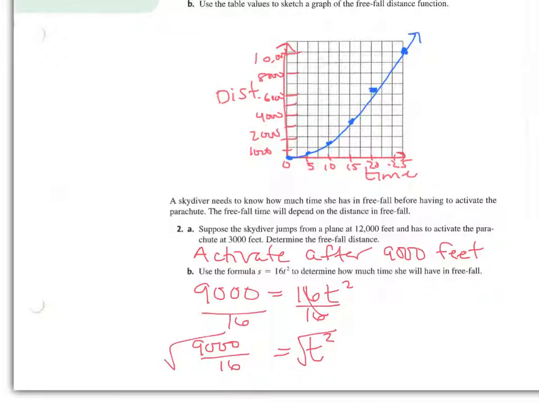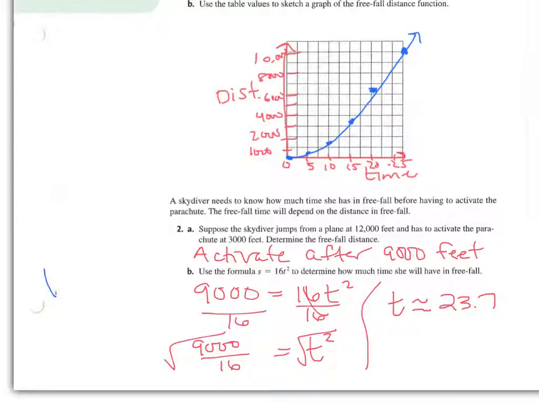I'm not bothering with the plus or minus, although when we solve a quadratic and we take the square root, we do use plus or minus, but we know the time is only going to make sense to be positive here. So I'm only going to take that time. If I just divide that out, I end up getting 23.7.